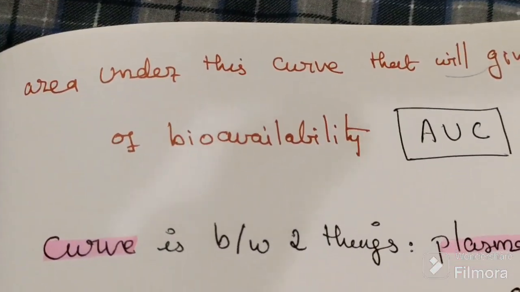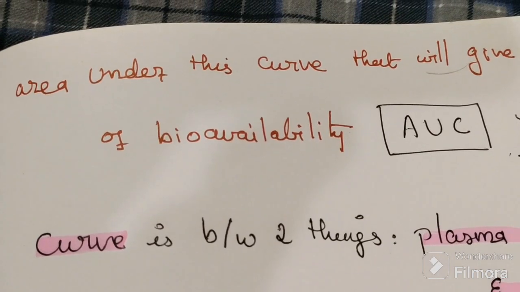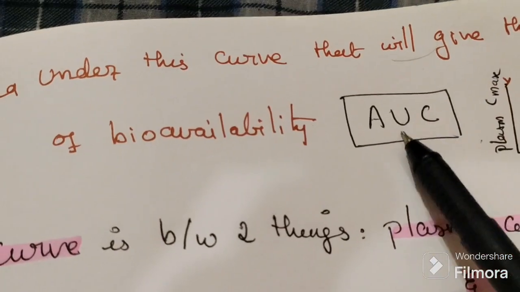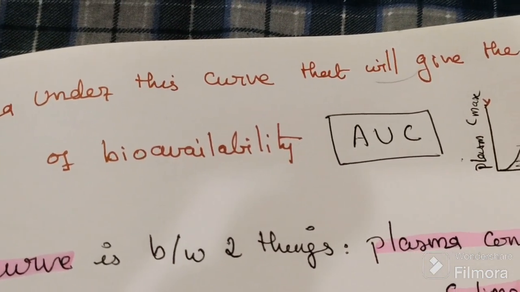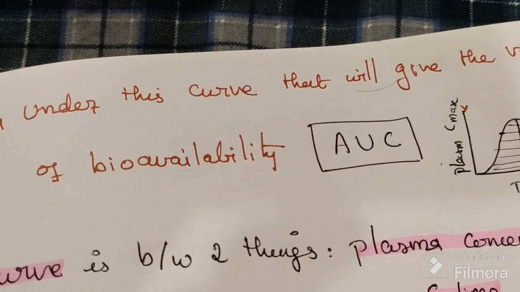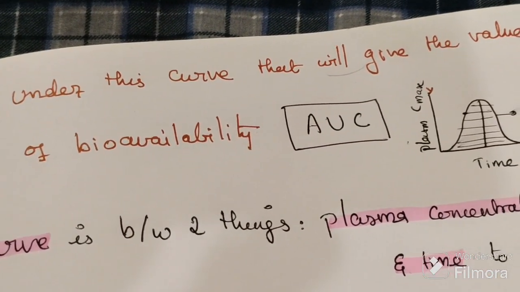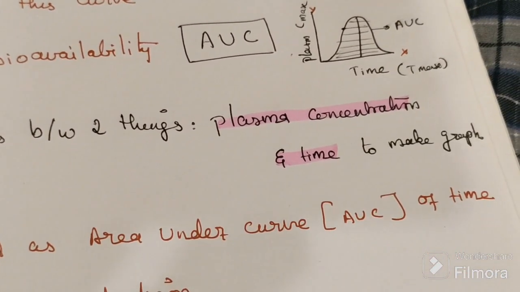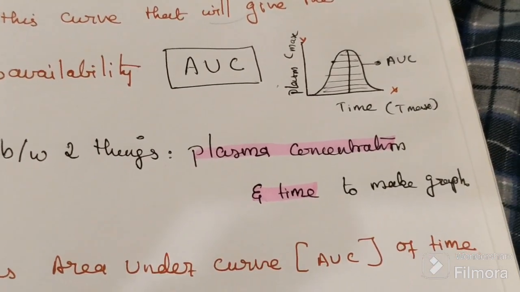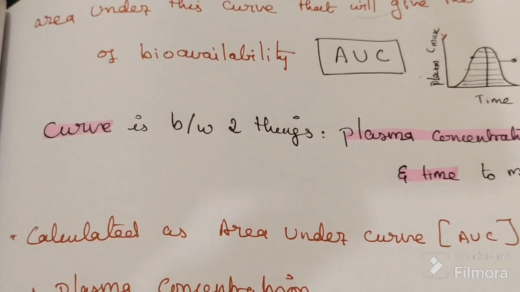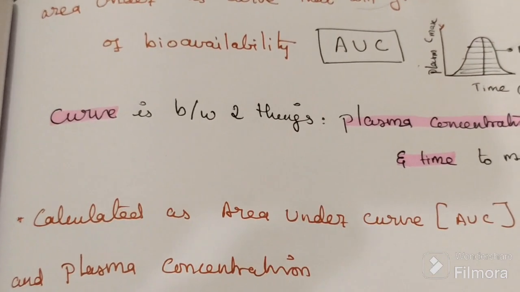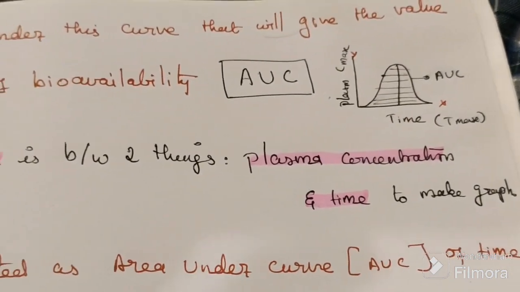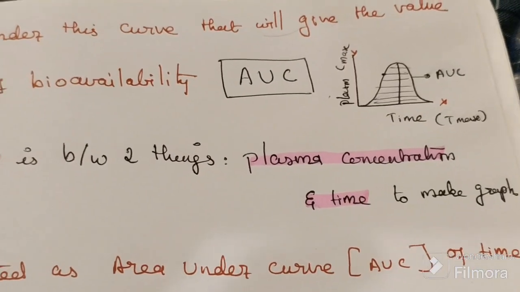So bioavailability is the area under the curve, AUC. What is the area under the curve? The curve is between two things, plasma concentration and time. So what you have to do is make a graph between the time and the plasma concentration of that particular drug.